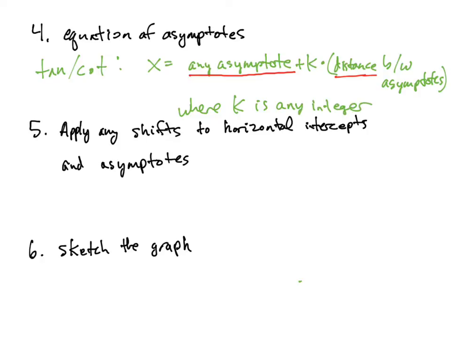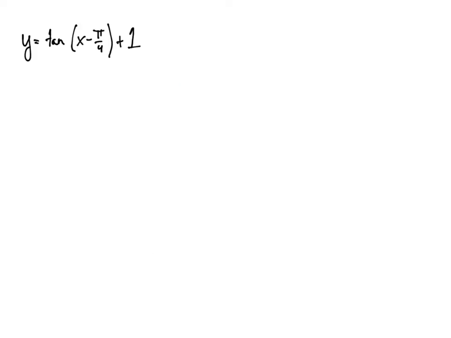All right, and then the last things we got to do, we found all the information we need, apply any shifts to the horizontal asymptotes or horizontal intercepts, graph the asymptotes, and then come up with the graph. So let's look at a couple examples here. Okay, first we have y equals tangent x minus pi over 4 plus 1.